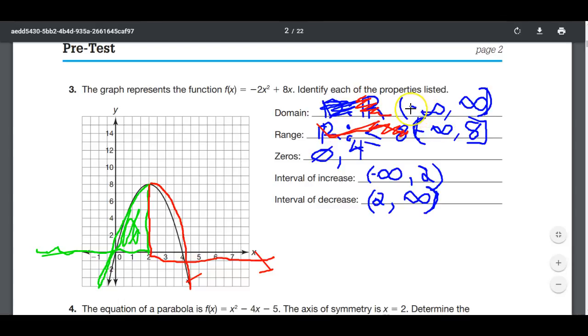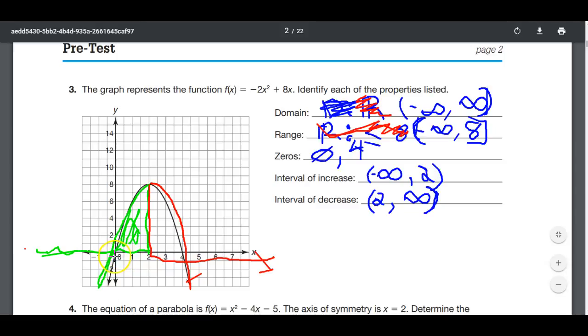We use interval notation for our domain. So the domain is going all the way from negative infinity out here to positive infinity out there. Those are all valid x inputs for this function. The range is from negative infinity down here all the way up until we get to and including the number 8. Okay, so that's where we have a square bracket.